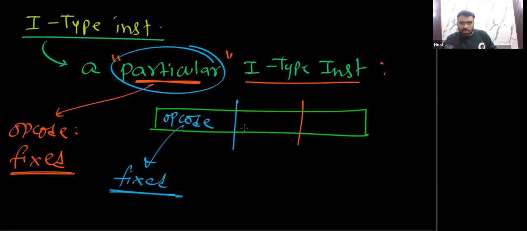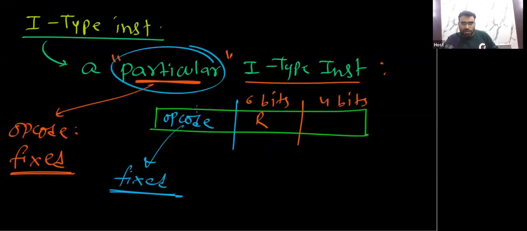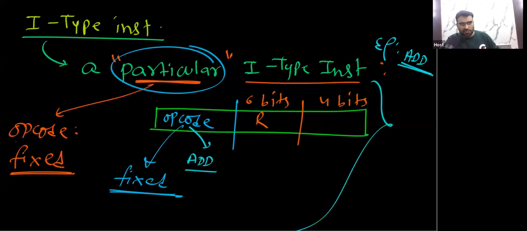What else you have? Here you have a register name, and here you have 4 bits for the immediate value. For the register name, you need a total of 6 bits. So here is a simple point: this opcode is fixed. Let's assume this particular I type instruction is ADD, addition. So tell me, how many bit patterns will this particular instruction consume?